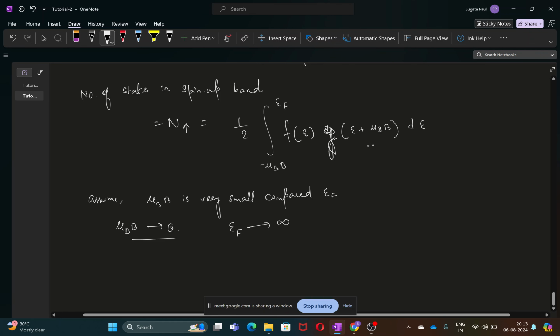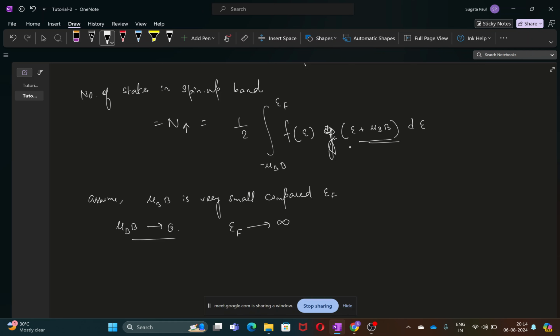Now this is for g(E + μB·B), because this is for the spin up band, your energy is increased by μB·B. So this is the modified density of states for the spin up band. And you know that density of states basically defines the number of states per unit energy interval and per unit volume in a system. In this case, we are excluding volume from the expression, because we are considering for simplicity that the volume is unity.